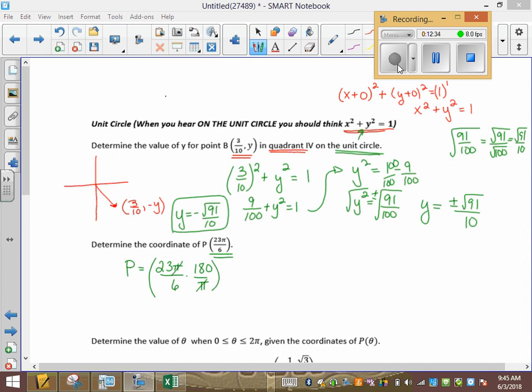23 times 180 divided by 6 is 690 degrees. And if we find the coterminal angle, we subtract 360. The point on the terminal arm doesn't matter whether you rotated 14 times or rotated once and landed on that terminal arm. That point is the same. So 690 minus 360 equals 330.